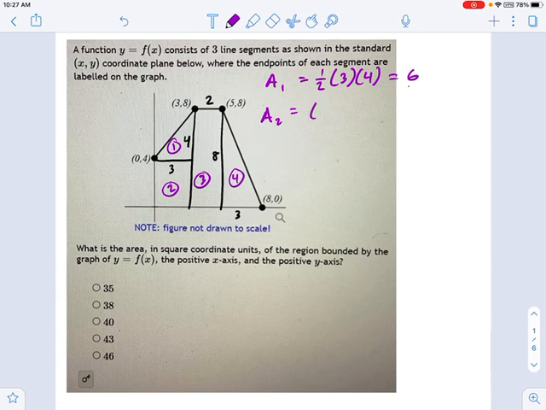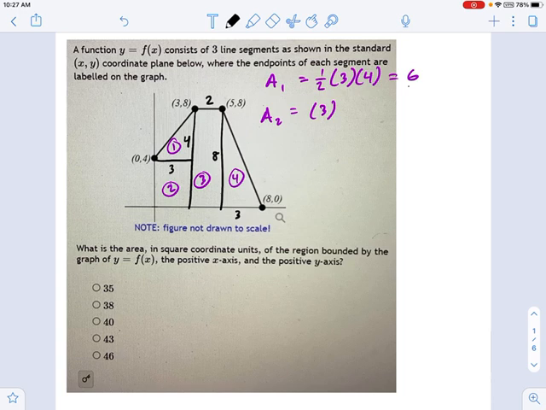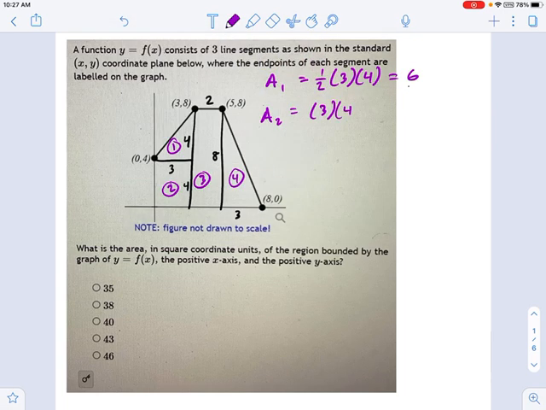So in one dimension, it's 3. In the other dimension, I didn't label that one, but I can figure out that one's 4 right there, because the total height of this side is 8, and the triangle's height is 4. So I subtract those and I get 4, or I just use this coordinate right here. That tells me the height too. So I've got 3 times 4, and that part is equal to 12.